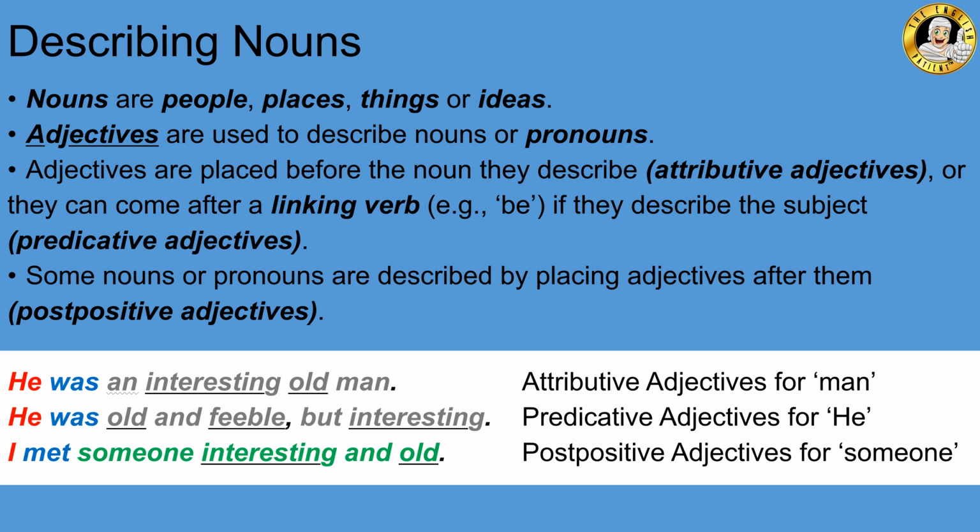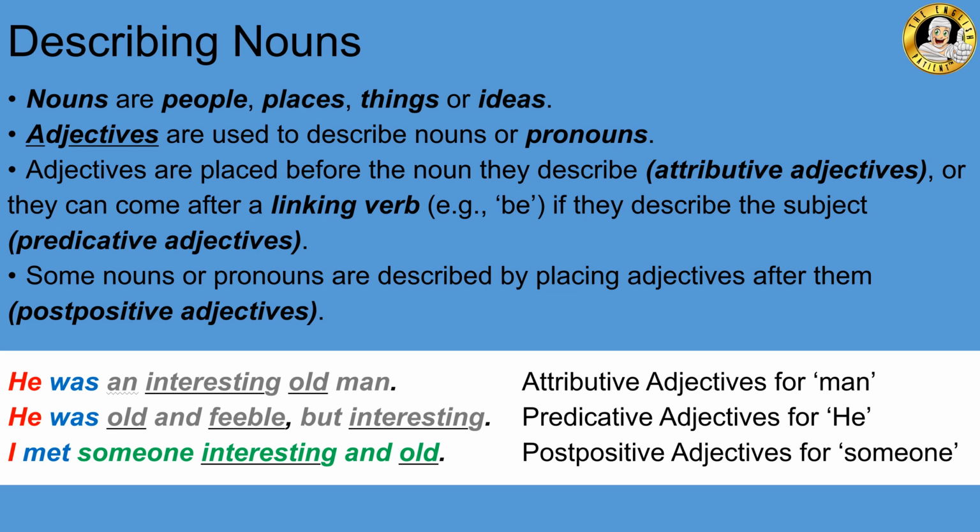So let's take a look at the first example here. He was an interesting old man. Notice that interesting is single underlined, old is single underlined. In this presentation, these will denote adjectives. "An" has a squiggly line underneath it, and this is going to denote a determiner, which we'll look at in a moment. In fact, this is a central determiner.